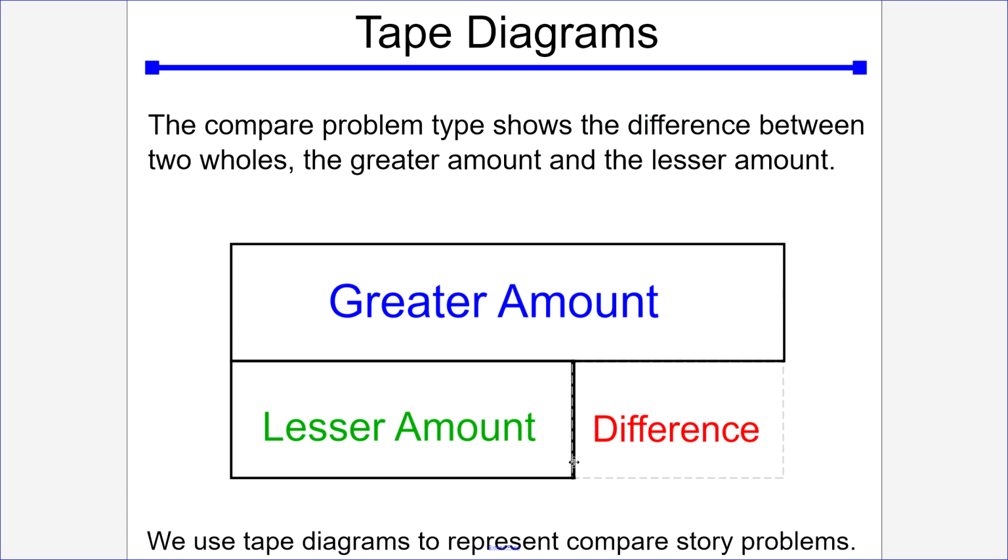Because the difference is not a real number, but rather a distance or difference between the two amounts, we represent the difference with a dotted line because it's not a real amount. The greater amount is a real whole amount. The lesser amount is a real whole amount as well, but this difference isn't a real amount. It's just the distance between the greater amount and the lesser amount.